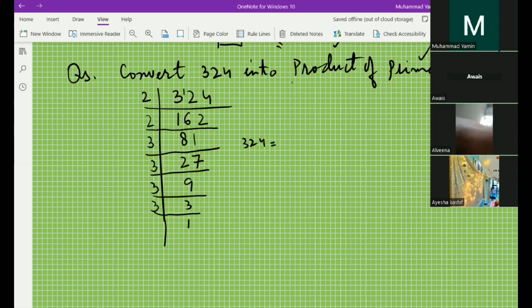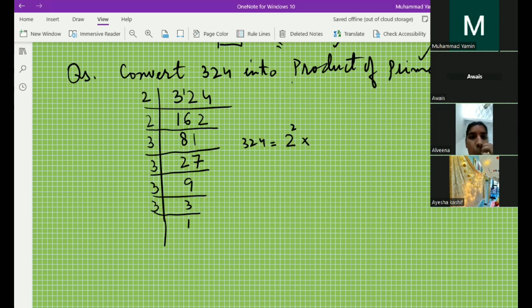324, that is the answer, is equal to 2 times 2, meaning 2 square. We write them in the index form. This is called the index form. That means the powers are there upon each factor. That definitely will be helping us in the forthcoming calculations.